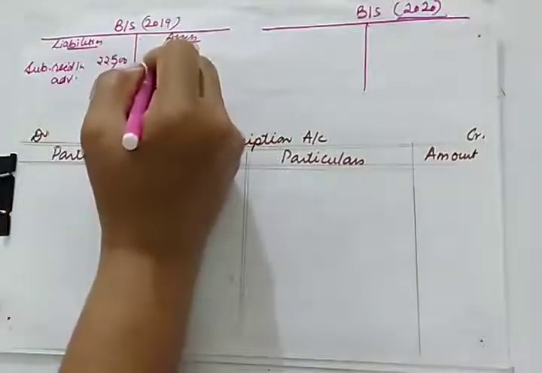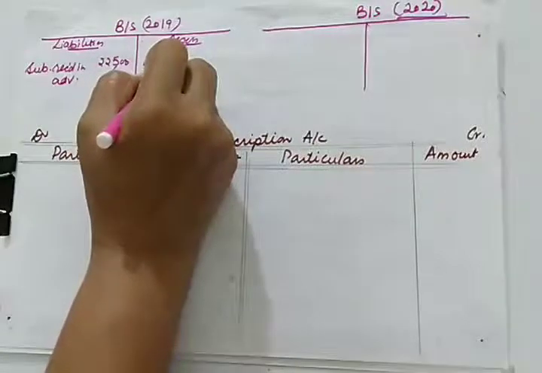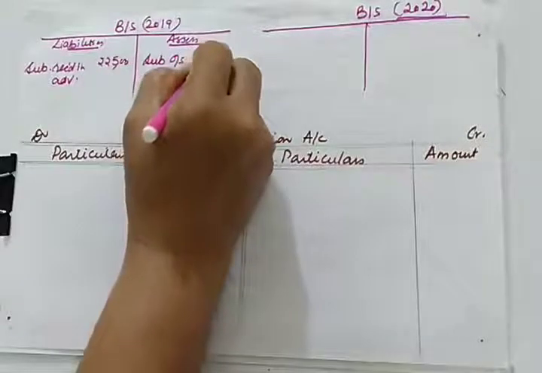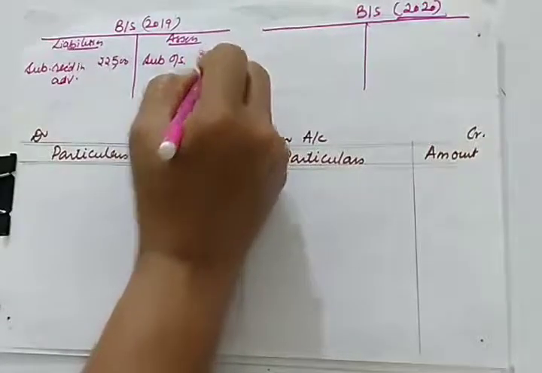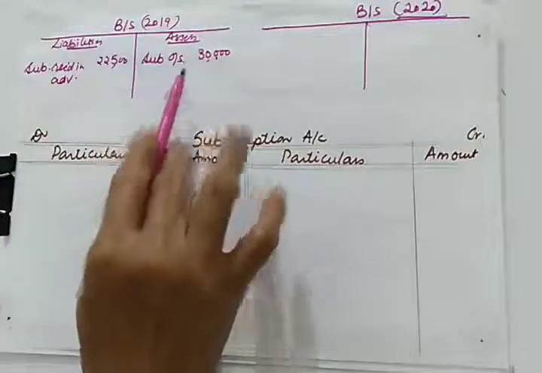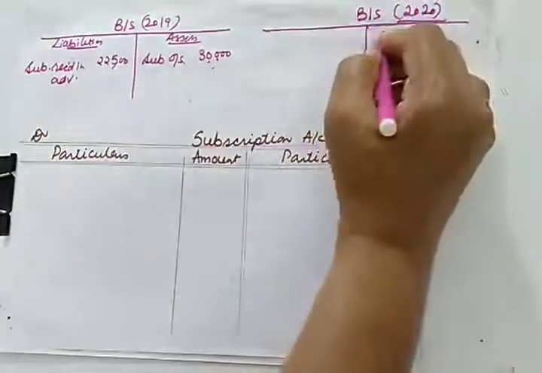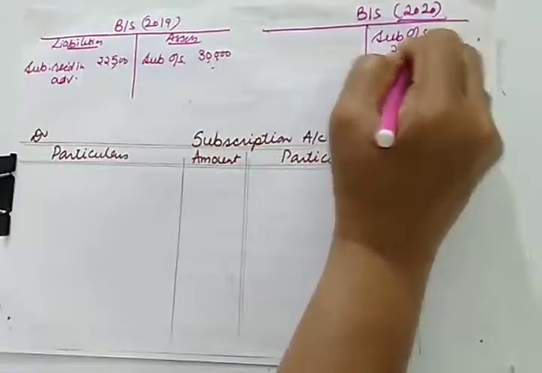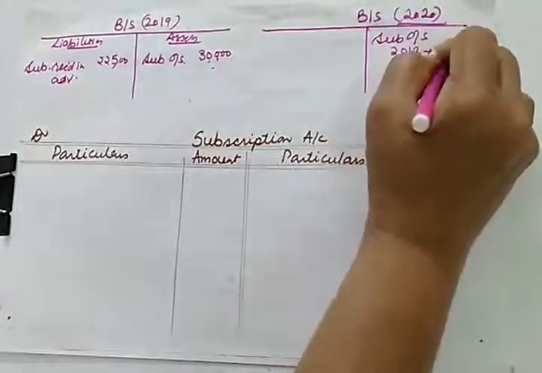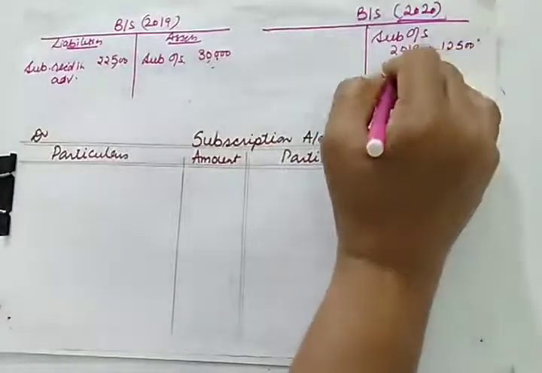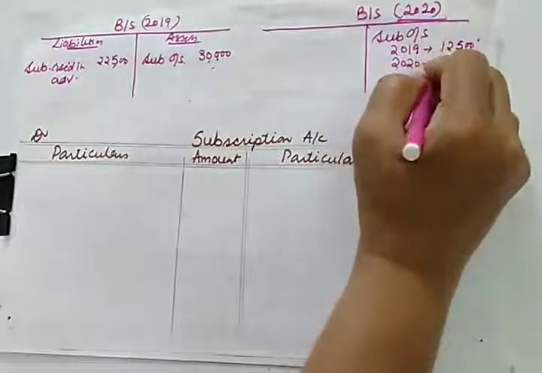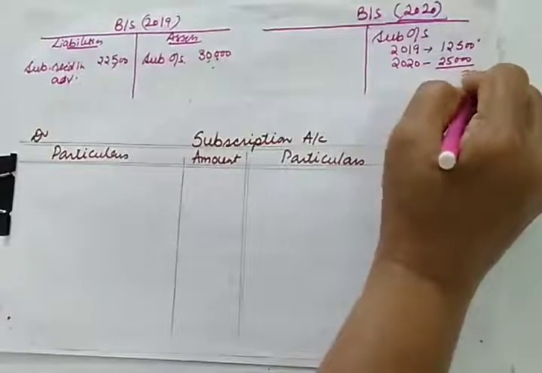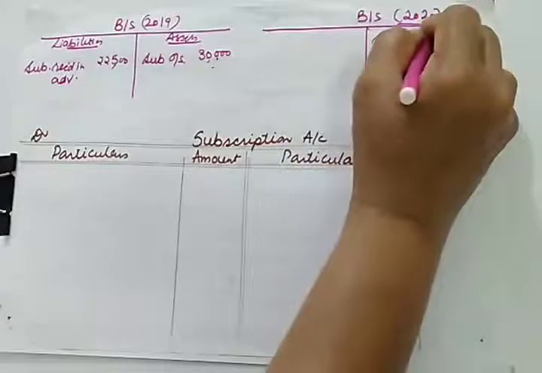So likewise, subscription outstanding in 2019 was 30,000, and out of 30,000 how much is received? Received is not given to us, but still outstanding is given to us. So subscription outstanding for previous year 2019 is 12,500. This is given to us, and subscription of 2020 will be 25,000, and the total outstanding is 37,500. This will be shown on the asset side.